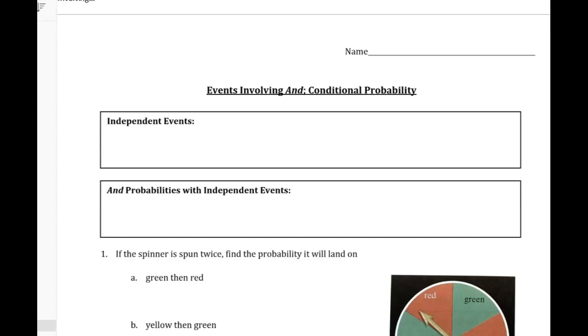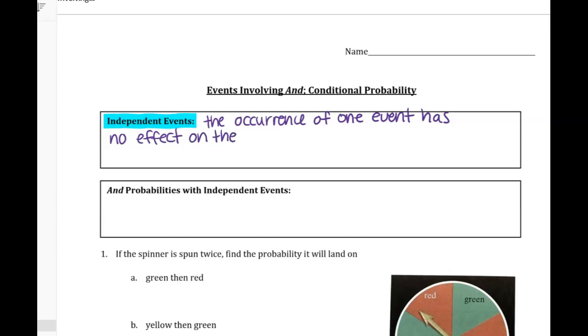So first we have independent events. Two events are independent if the occurrence of one event has no effect on the probability of the other event.